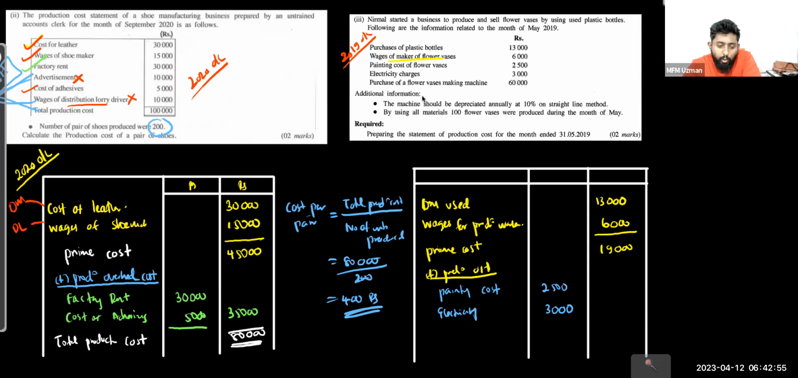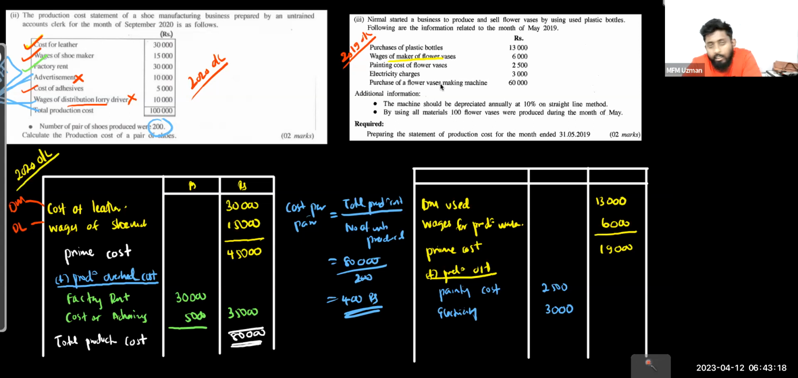Now look, just because we purchased the machine, we don't add that to the cost, guys. I'm a carpenter. I am producing one table. I bought 2 lakhs worth of machine. Will I add that 2 lakhs machine to the cost of the table? Use your common sense. Only factory and machine related expenses will come.